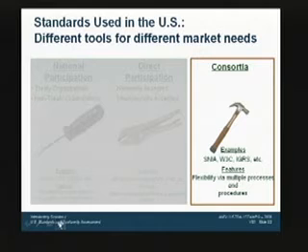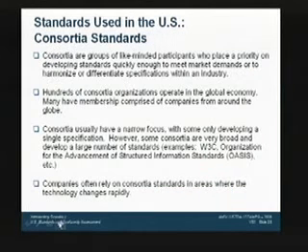Finally, consortia standards. Consortia are groups of like-minded participants who place a priority on developing standards quickly enough to meet market demands or to harmonize different specifications within an industry. Hundreds of consortia organizations operate in the global economy. Many have membership comprised of companies from around the globe. Consortia in general have a very narrow focus. Most consortia organizations may develop standards for a very specific set of products or even one specific product. However, some consortia are very broad and deliver a large number of standards.